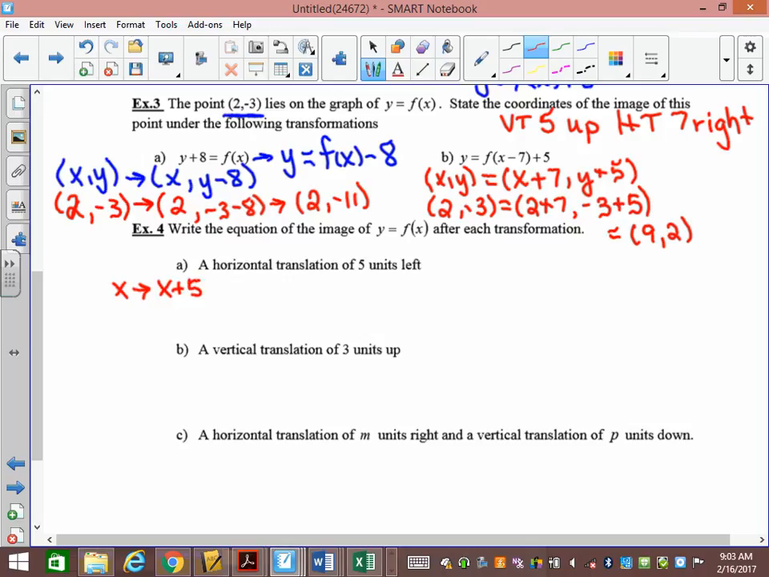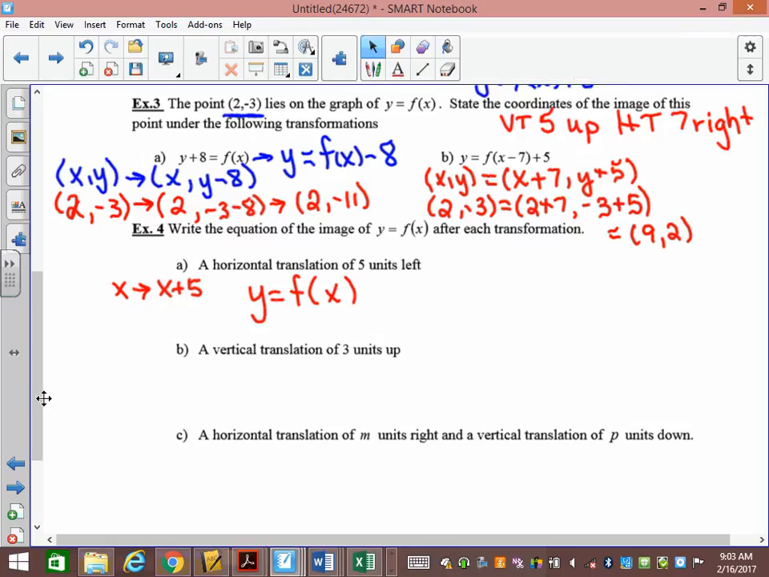Now a lot of people will say, well, I just know that. Yes, but when we add all the rest of the transformations together, it gets more complicated. So it's better to start doing it properly at the beginning. So I have my y equals f of x, take that, tuck it out of the way, and replace it with x plus 5. And I have my new equation, right?